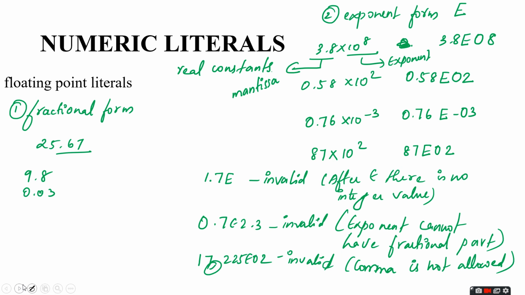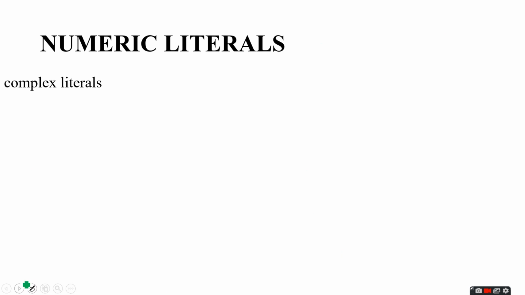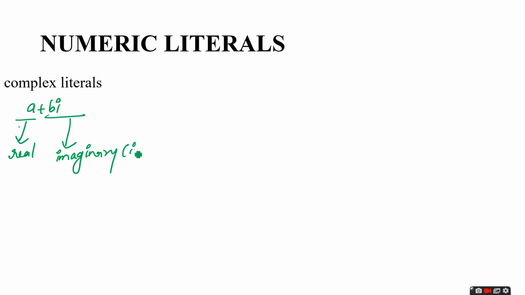Now, the next set of values is the complex number. In a complex number, it is of the form a plus bi, and it is having two parts. The first part is known as the real part and the second part is known as the imaginary part. It is represented as imag, the imaginary part.